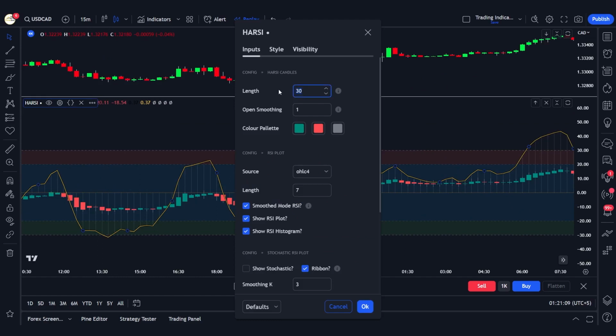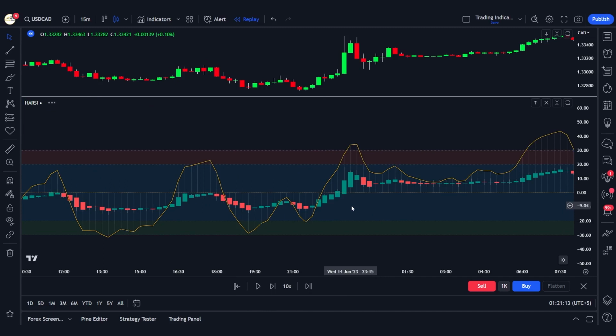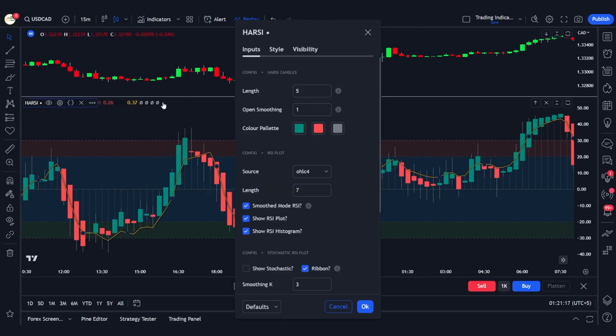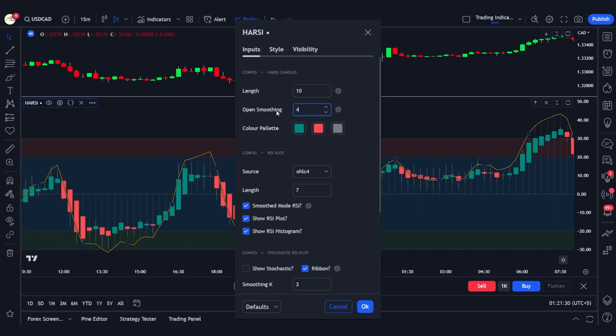And if I change it to, let's say, 5, then you can see that it will become more sensitive to the price action in the market, as you can see in this case here. So for our case, we're going to change this to 10, and here we can see that this is the smooth swing of the candles, and we can change this to 5 for our strategy.